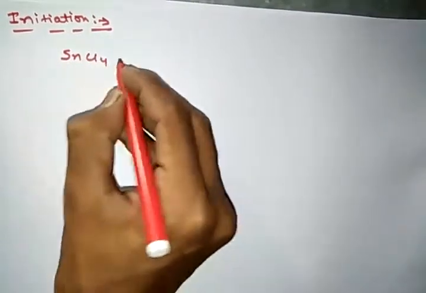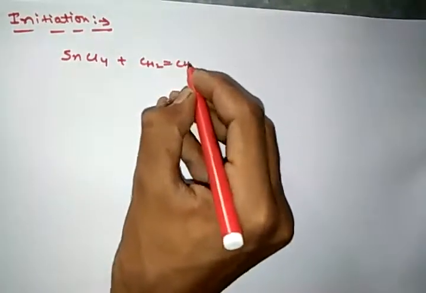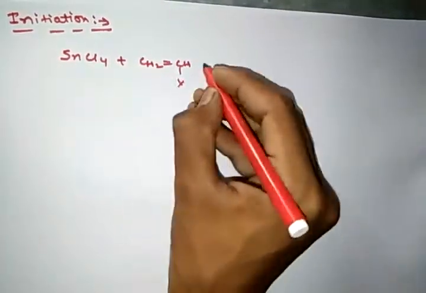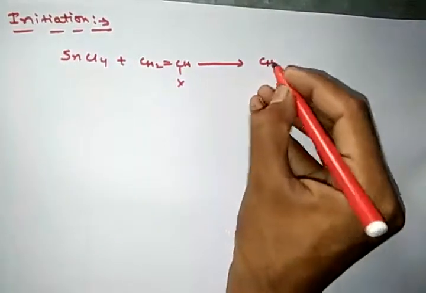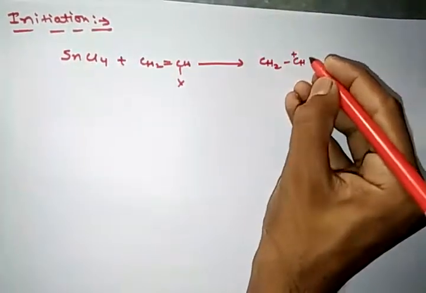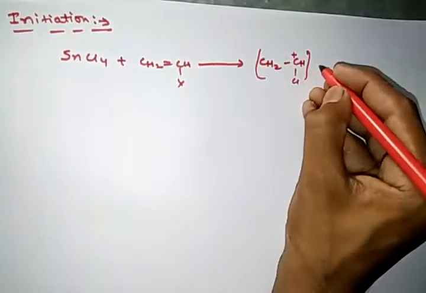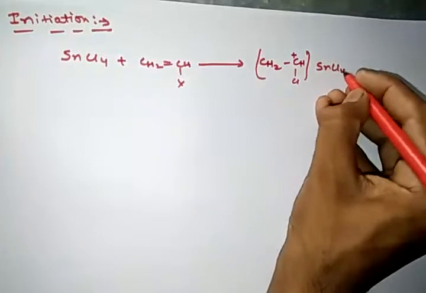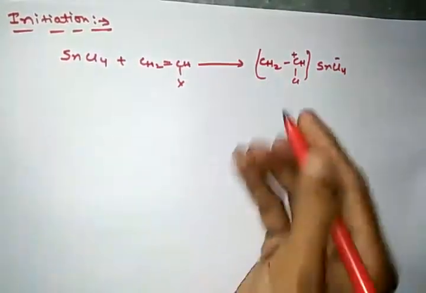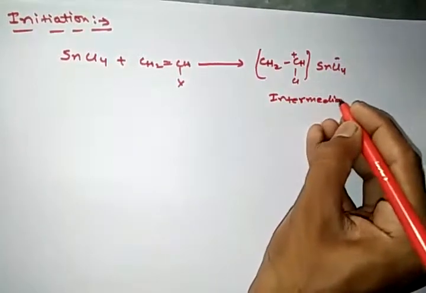Stannic tetrachloride reacts with vinyl halide and an intermediate is obtained. Negative charge. It is called intermediate.